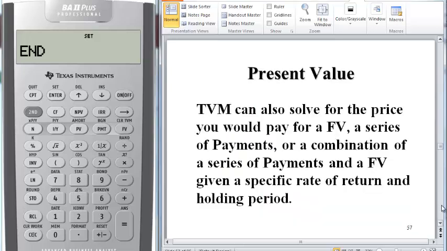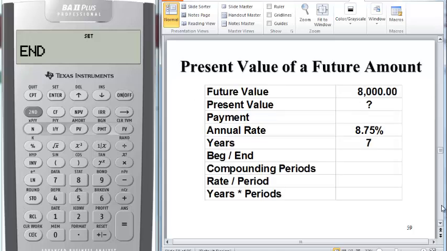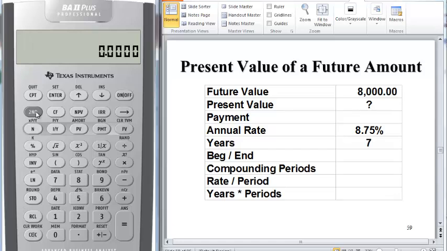Time value money can solve for the price you would pay for a future value, a series of payments, a combination, given a specific rate of return. What would you pay for the right to collect $8,000 in 7 years if your required rate of return is 8.75%? So I want to collect $8,000, clear my time value of money first. So I want to receive $8,000 in the future. I know I can earn 8.75%, which is my IY. I know I have 7 years of time. How much would I pay for that? So I'm computing for my present value.